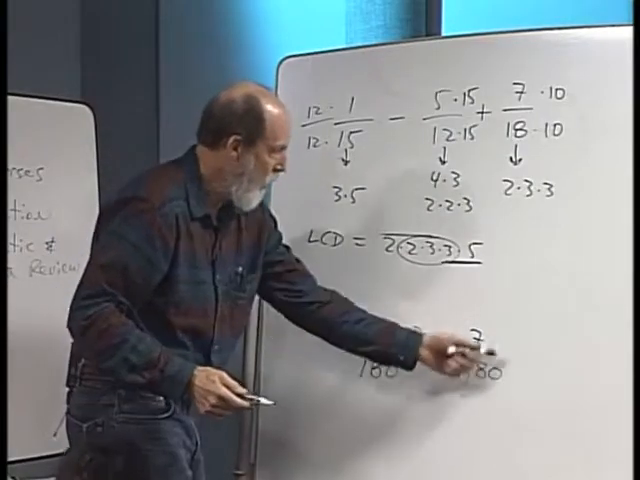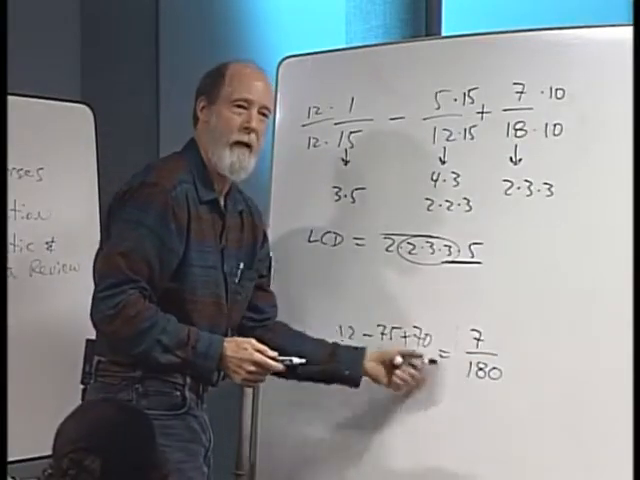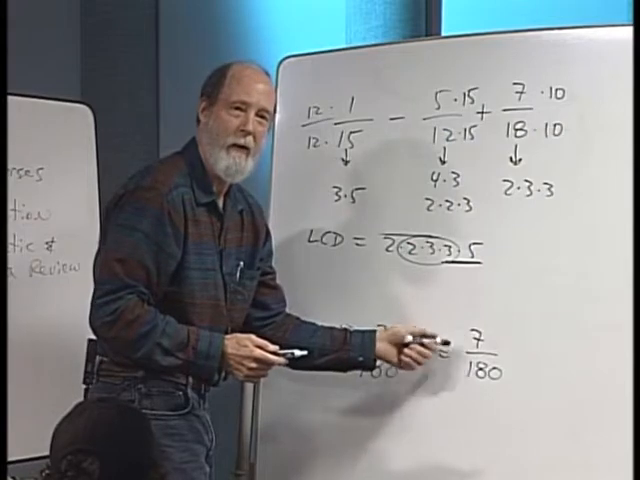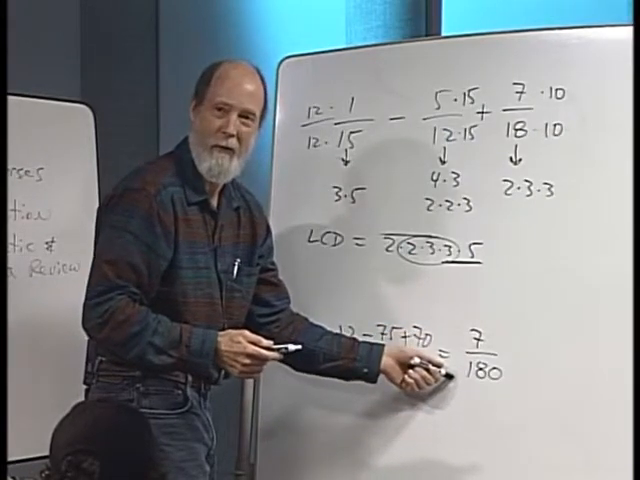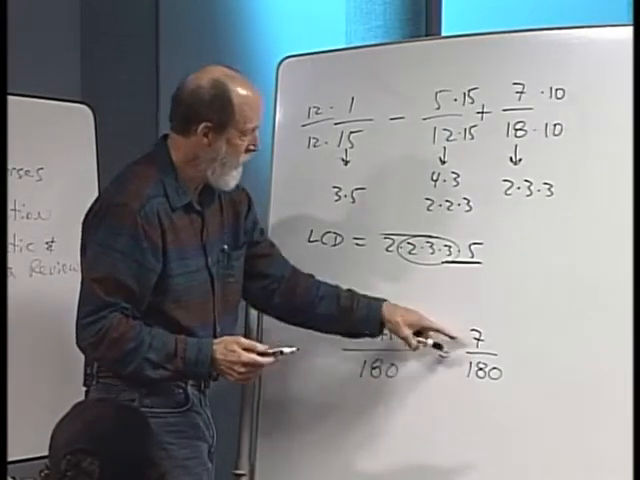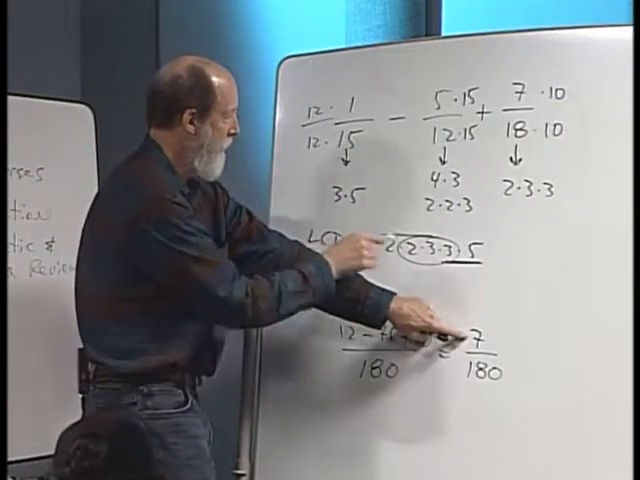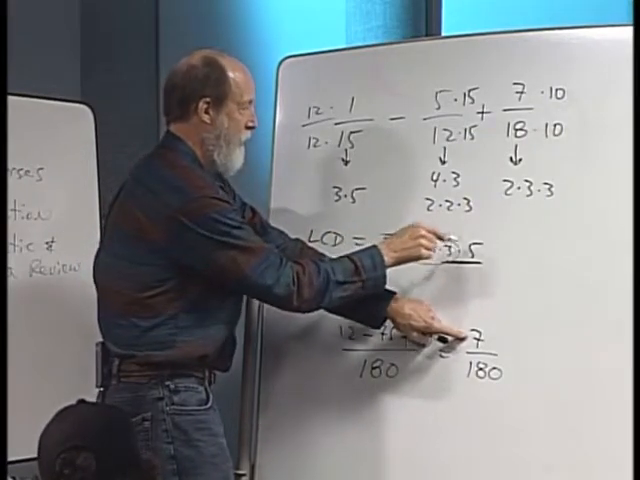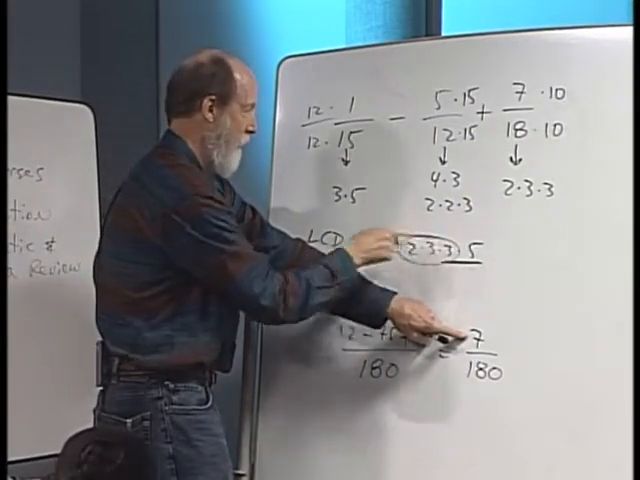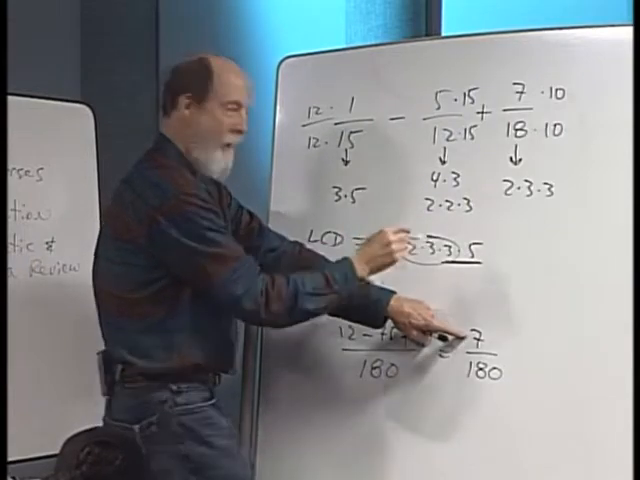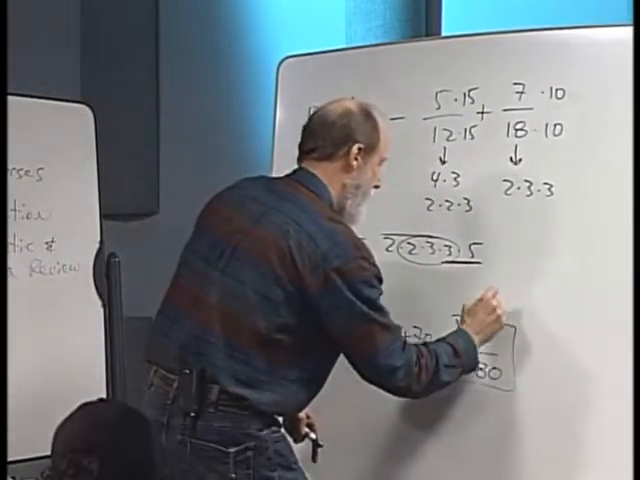Then, what do you need to always check when you come up with a result like this? See if it reduces. And the only numbers you need to worry about in this numerator are the factors that exist in your denominator. And you can see clearly there's no 7 in here. So there's your answer in reduced form.